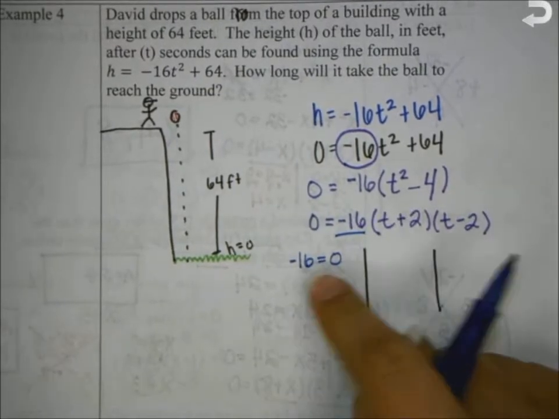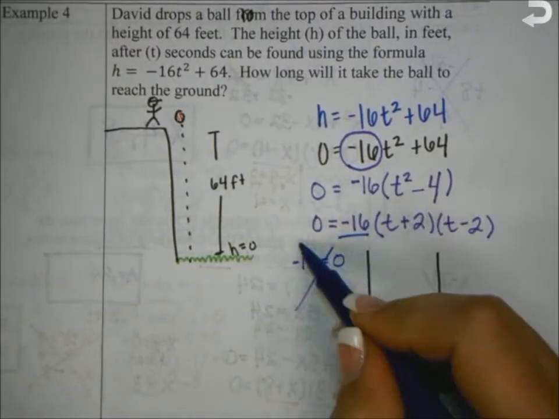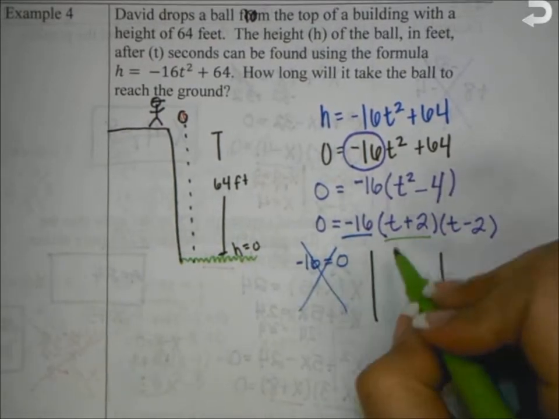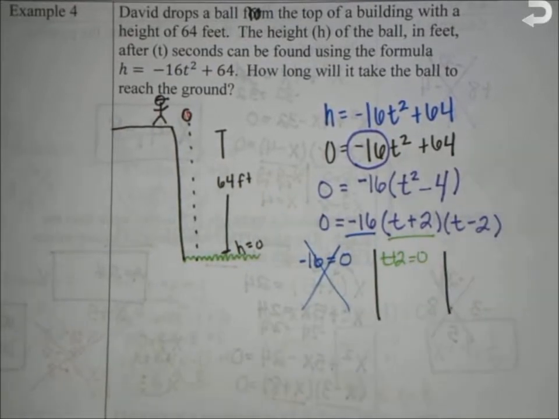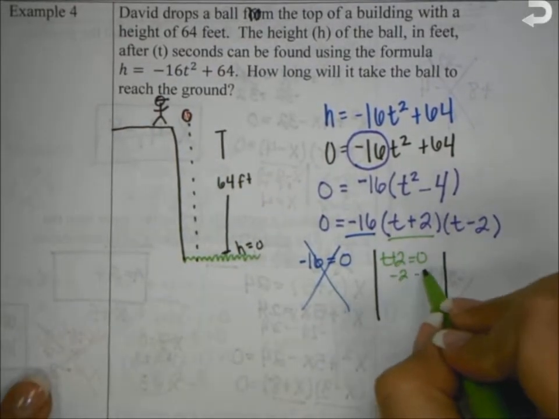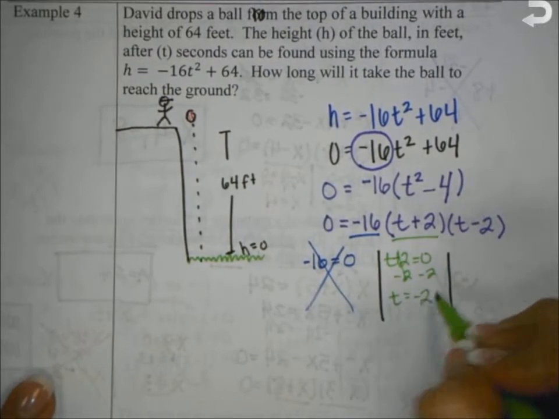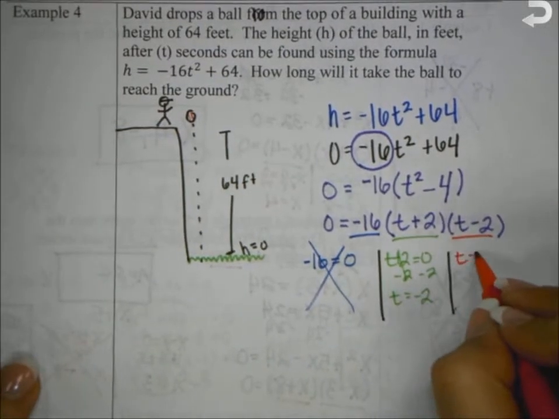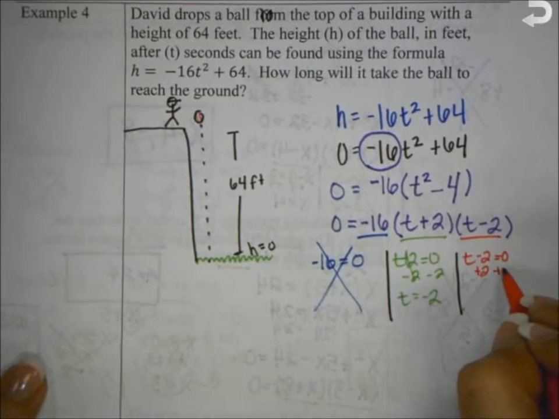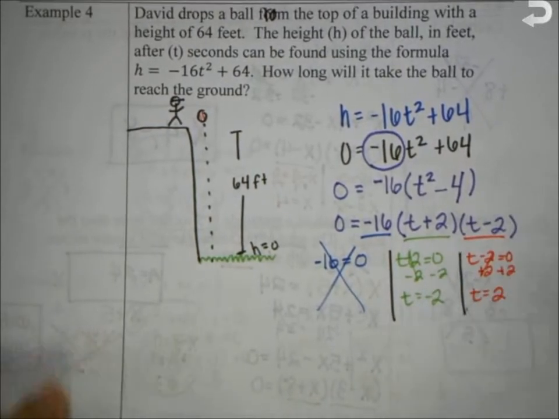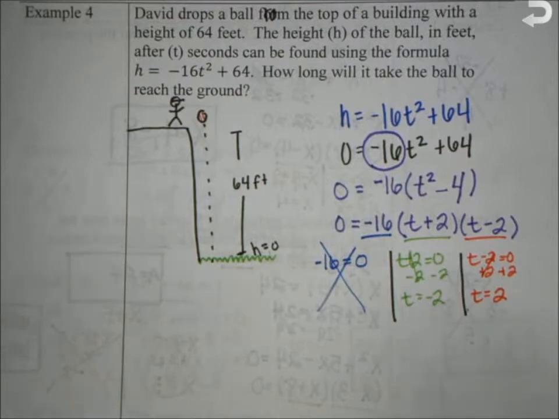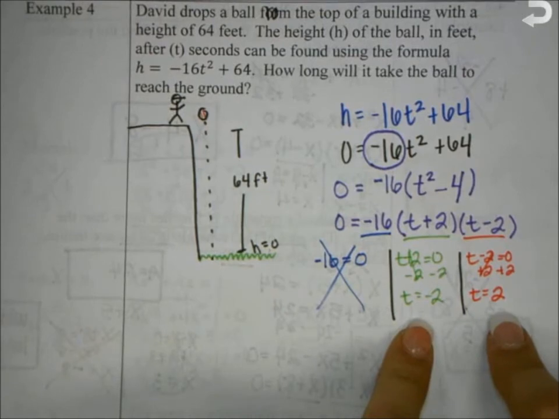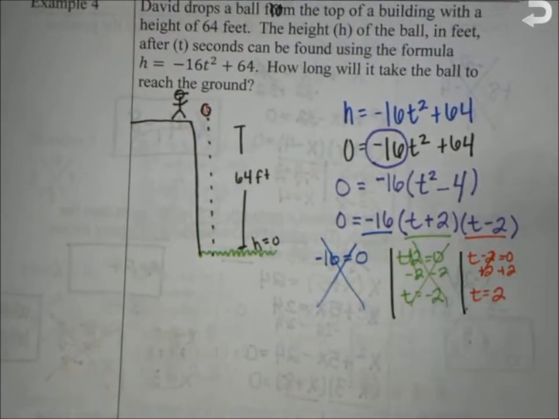t plus 2 equals 0. How do I solve that one? Subtract 2. t equals negative 2. And then we have this last one, t minus 2 equals 0. We add 2 to both sides, so t equals positive 2. What am I looking for here? How long it takes to reach the ground. So which answer does not make sense? Negative 2. Why not? Because it can't take negative 2 seconds. You can't have negative time, right? So our answer is t equals 2 seconds.